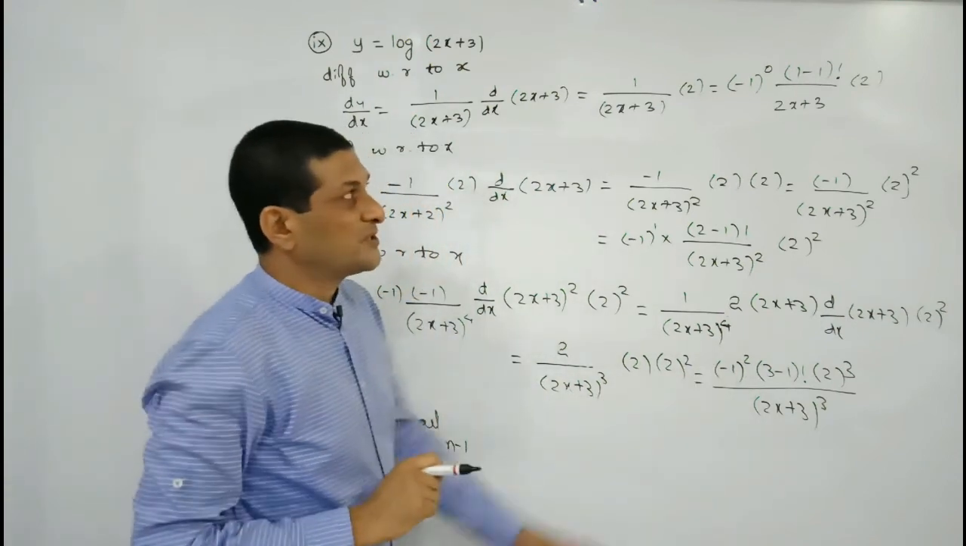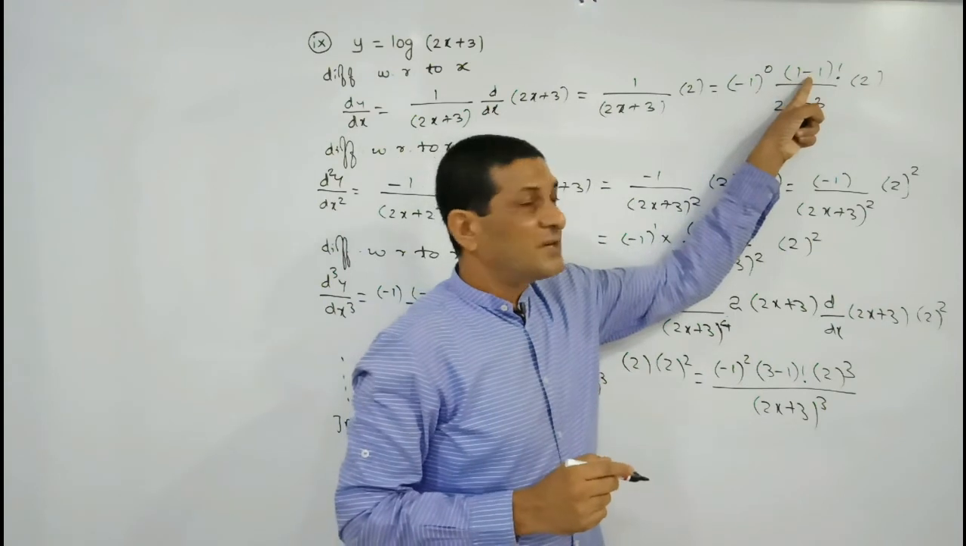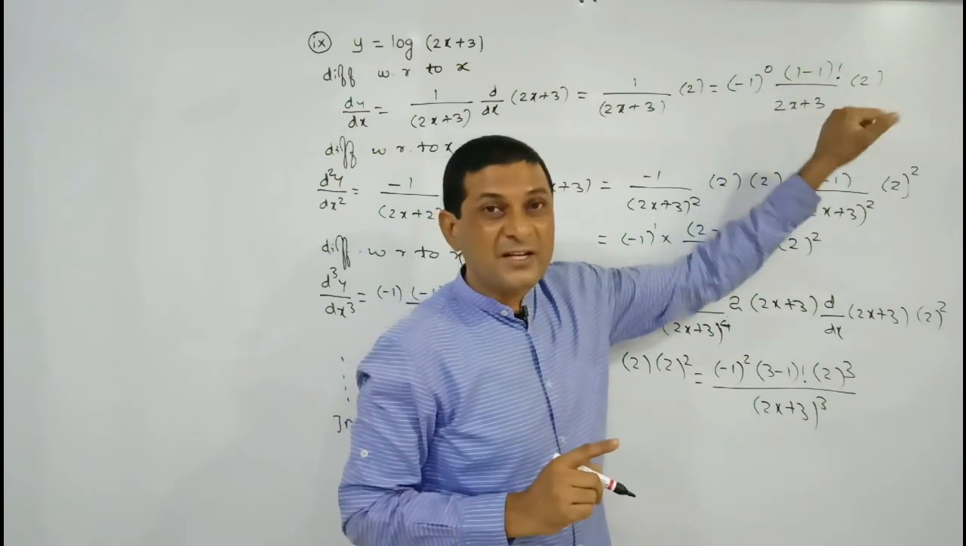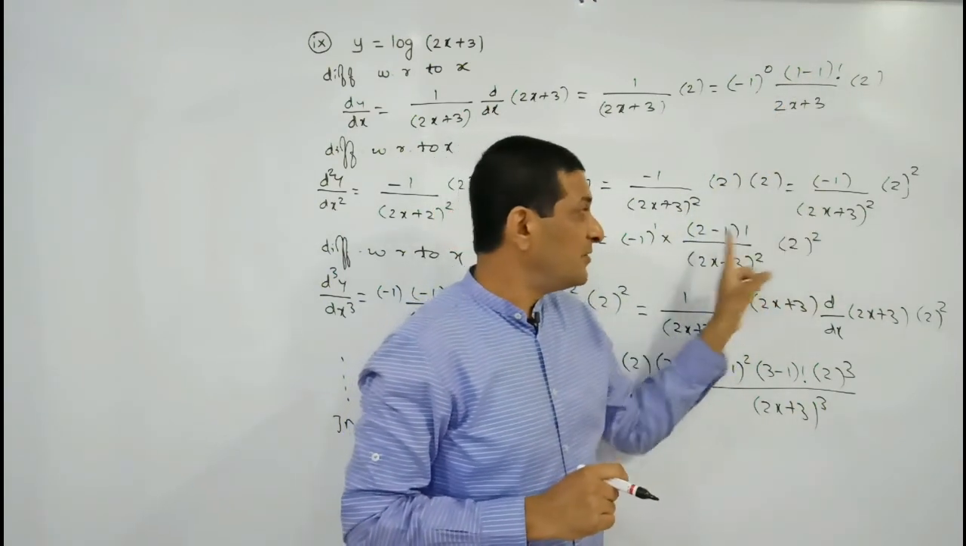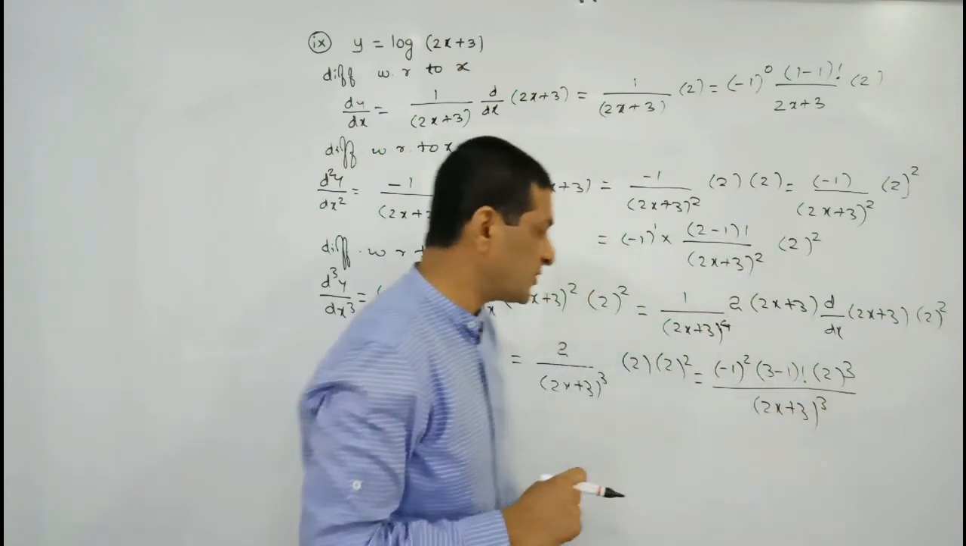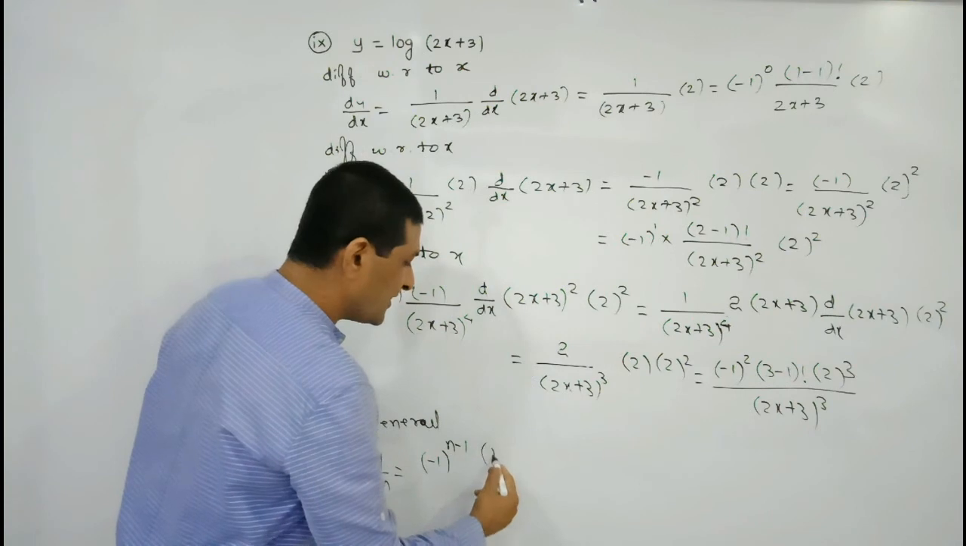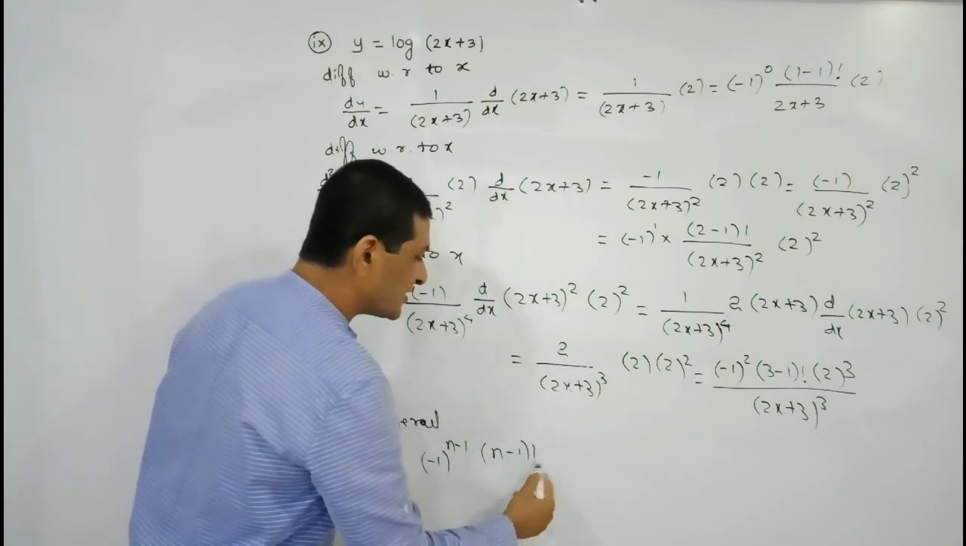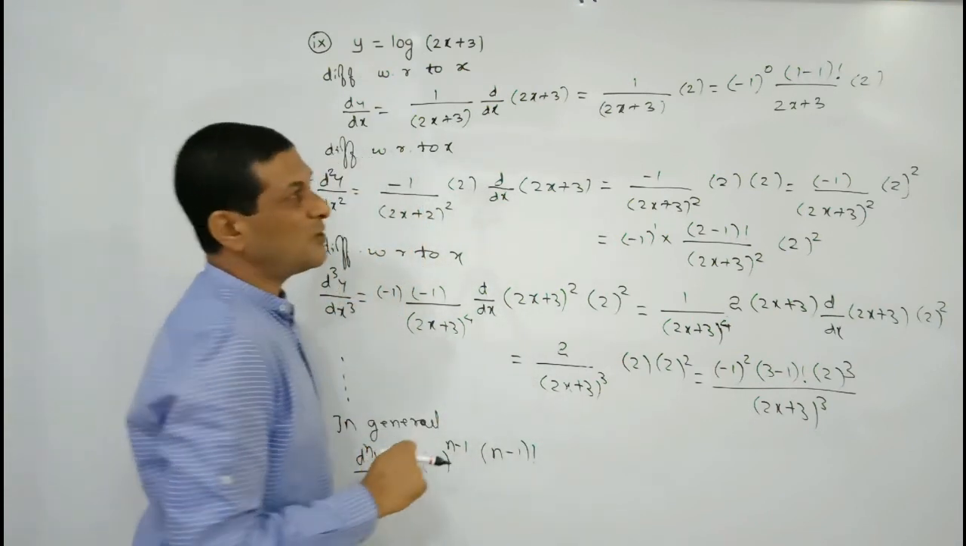Now we will observe this factorial. In the first order derivative, what we are getting, 1 minus 1 factorial. In the second order derivative, we are getting 2 minus 1 factorial. In the third order derivative, we are getting 3 minus 1 factorial. So in nth order derivative, can I say that we will get n minus 1 factorial? Okay, now observe the next term.